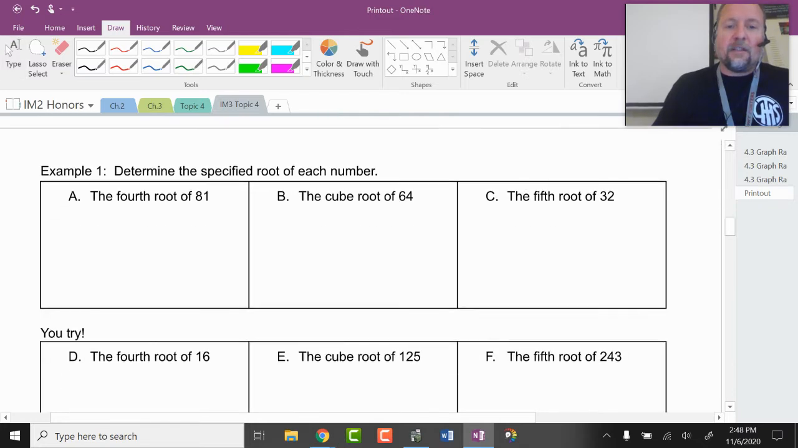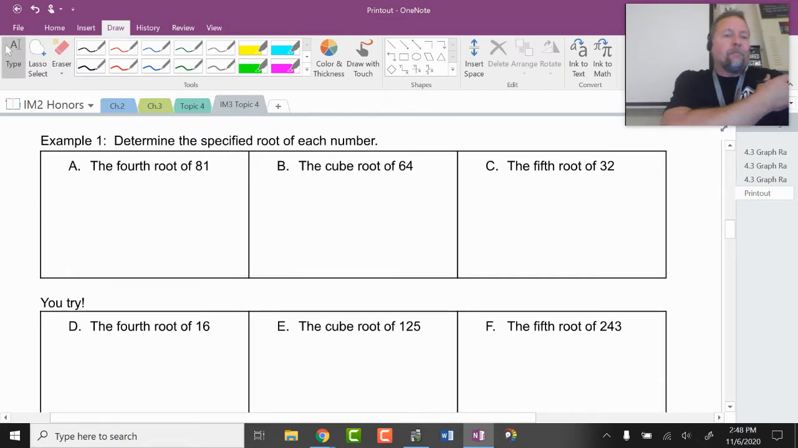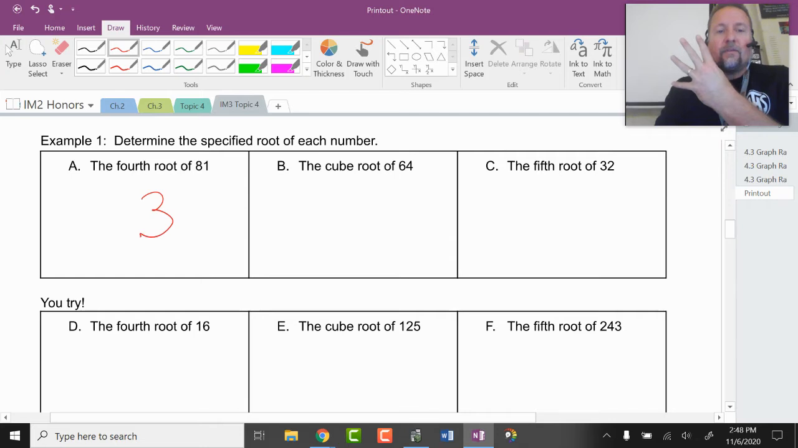So determine the specific roots of each number. Like, what's the fourth root of 81? What number times itself 4 times equals 81? Use your fingers. 3. 3 times 3 is 9. 3 times 9 is 27. 3 times 27 is 81. So the fourth root of 81 equals 3.